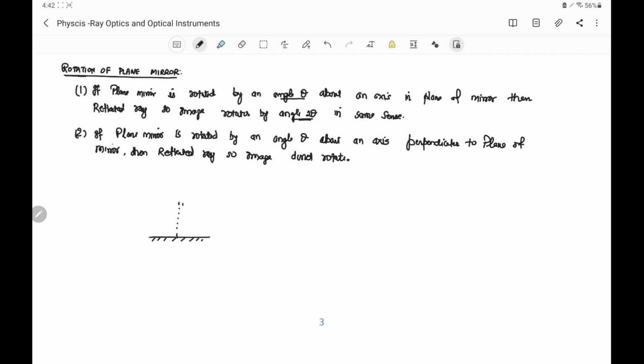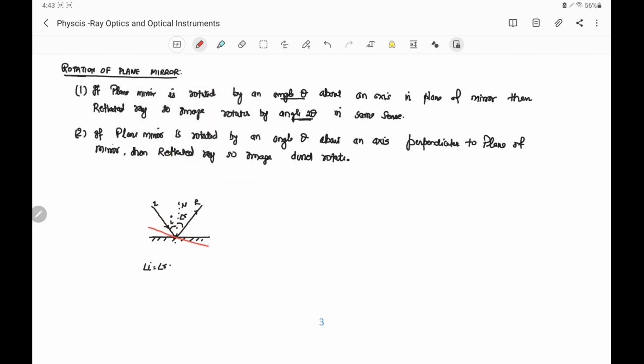For example, suppose this is the plane mirror and normal is n, a ray incident at normal point at angle of incidence i, then reflected ray is r, which is having the angle of reflection r, and this angle i is equal to angle r. Now the mirror is rotated by an angle of theta in clockwise direction.